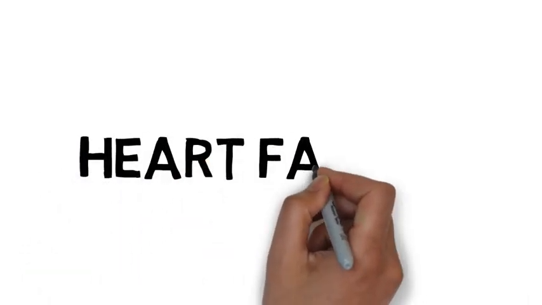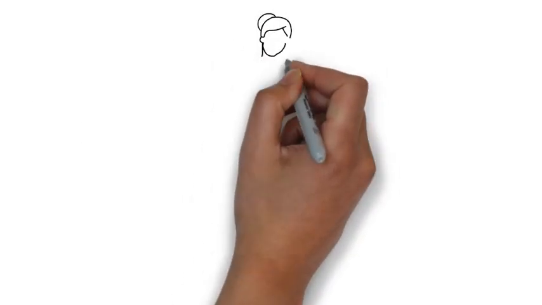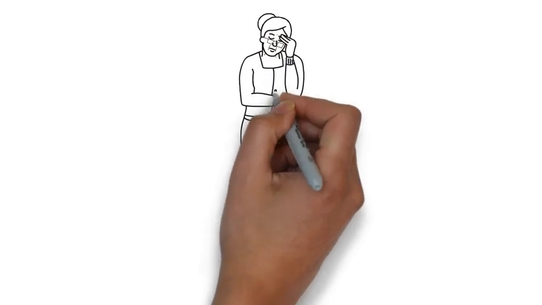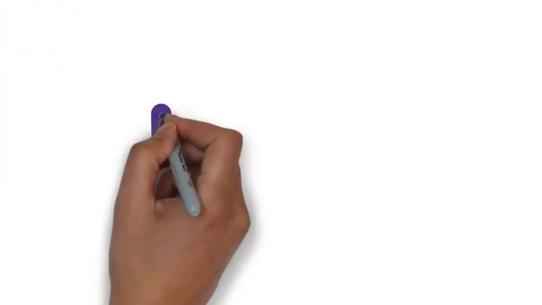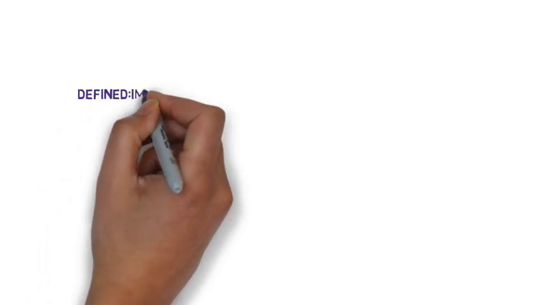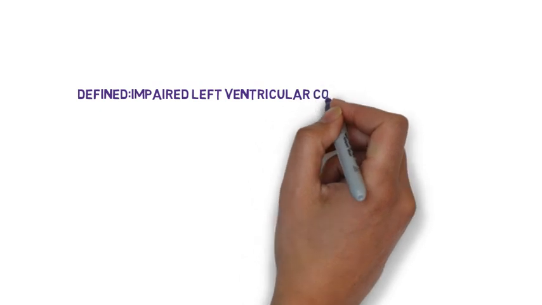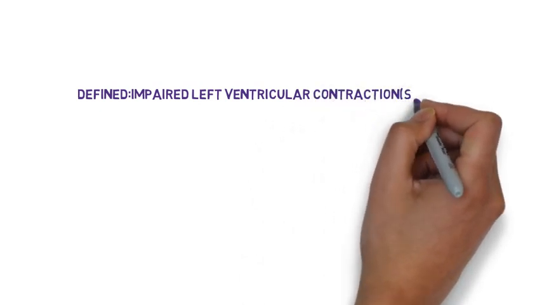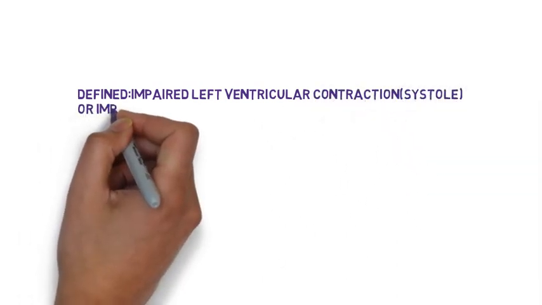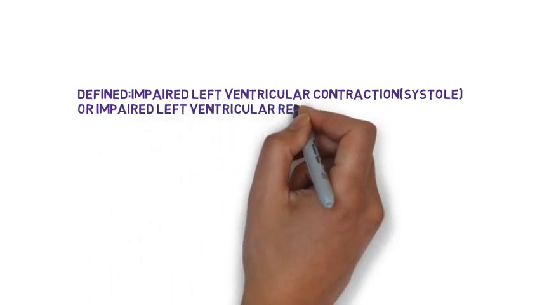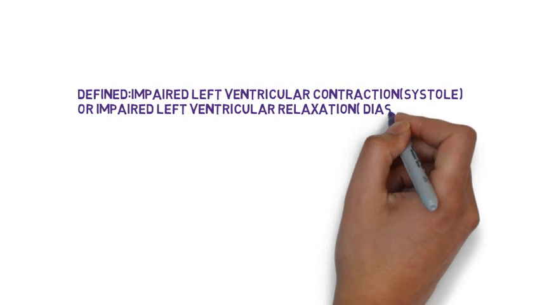Hello, today I'm going to talk about heart failure. Heart failure is a very common condition in the aging population. It is found in 10% of individuals over 70 years. But what exactly is it? Well, it can be defined as impaired left ventricular contraction or impaired left ventricular relaxation.